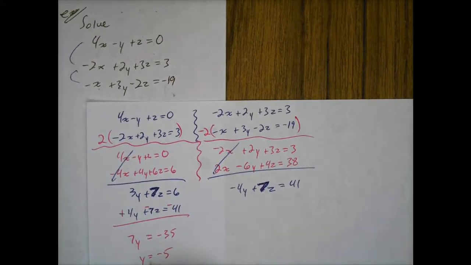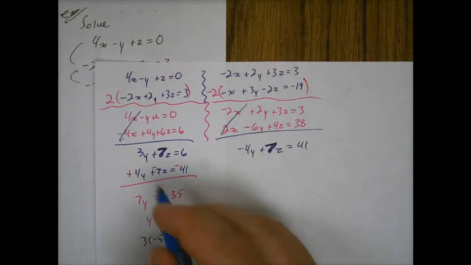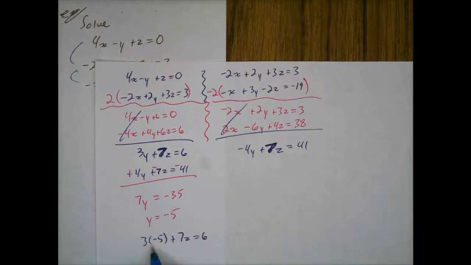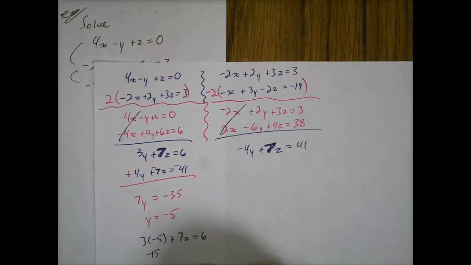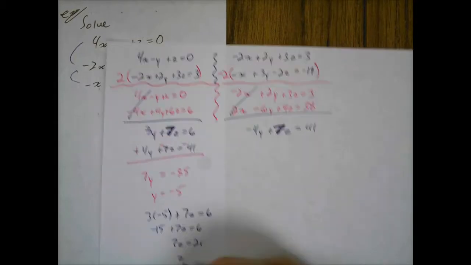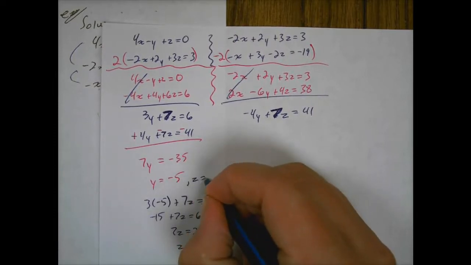Now if I know y is negative 5, I can substitute it into either one of those. Say I do it into this first one here. So that's 3 times negative 5, so I'm substituting it here, plus 7z equals 6. So that's negative 15 plus 7z equals 6. Add the 15. 7z equals 21. Z is 3. So I know y is negative 5, z is 3.